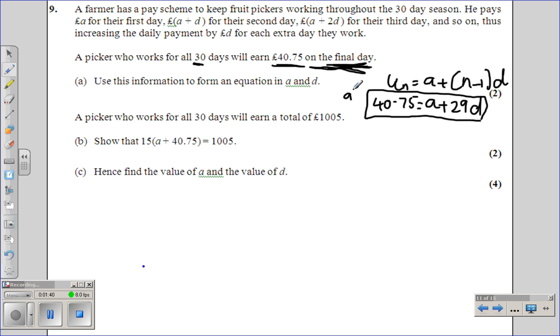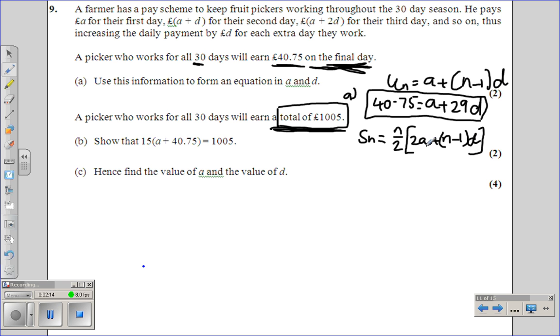So that's part A. Part B: a picker who works for all 30 days will earn a total of £1,005. So this is where you need to be using your sum formula, because it's a total from the first day up until the 30 days. Show that, and so on. So we're going to do the same as we did here, but using the sum formula. If you look at your formula book, the sum to the first n terms is n over 2, lots of (2a plus (n minus 1)d). So we're going to fill in the bits we know, and hopefully it'll rearrange to give this.